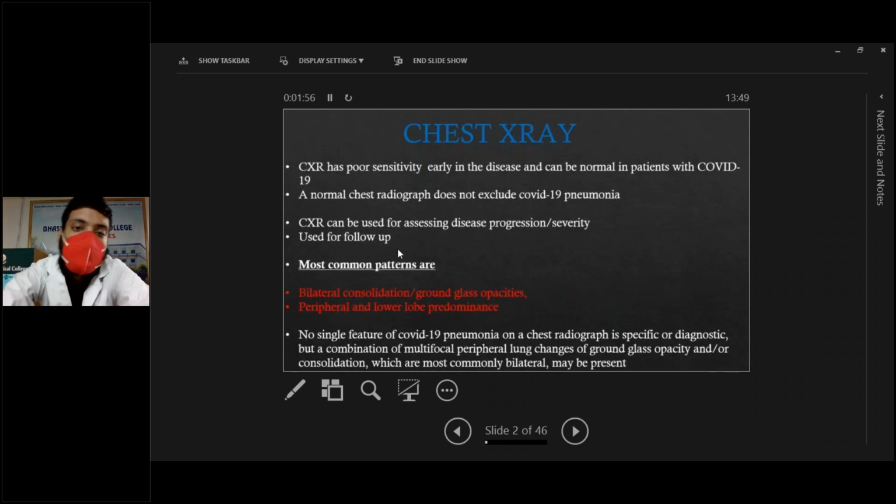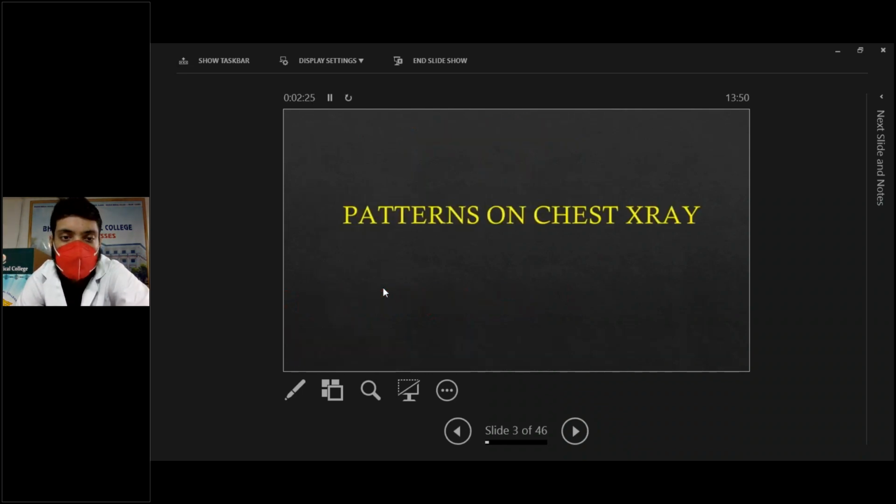So there are various patterns on the chest X-ray. The most important patterns are the bilateral consolidation as well as the ground glass opacities. I'll be showing a number of images later, and the distribution should be peripheral and predominantly in the lower lobe. No single feature of COVID-19 pneumonia on a chest radiograph is specific or diagnostic, but a combination of multifocal peripheral lung changes of ground glass opacity and consolidation, which are most commonly bilateral, may be present.